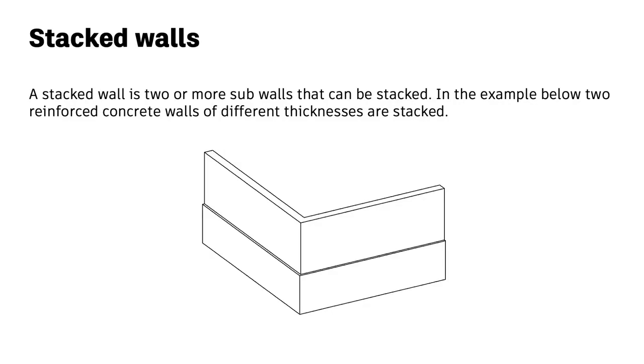A stacked wall is two or more subwalls that can be stacked together. In the example below, you can see two reinforced concrete walls are stacked with different thicknesses. Stacked walls are very convenient as you can place the walls in one simple command.